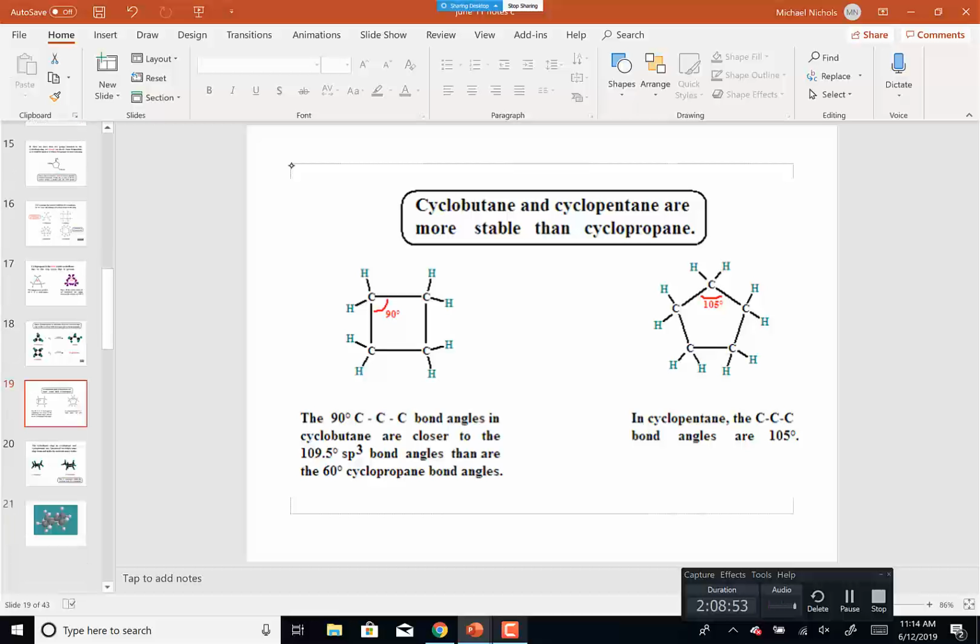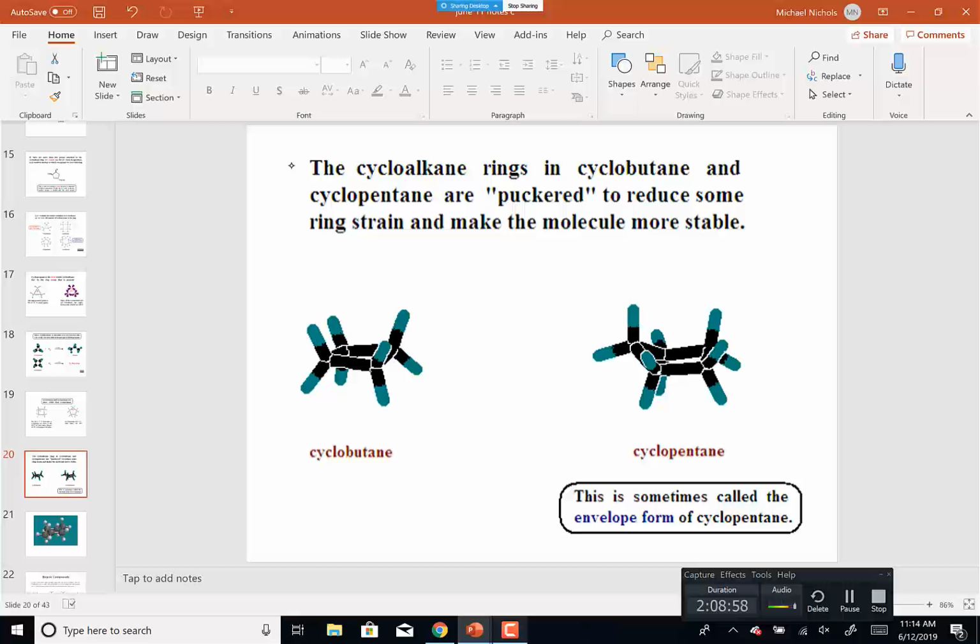The only issue there is that for those cyclobutanes and cyclopentanes, they don't like to be planar, and we're going to see more of why tomorrow. They don't like to be planar because these two hydrogens, remember, are big balloons of electron density. If they're right on top of each other, that's bad because they're repelling. So the ring puckers so that the hydrogens get away from each other as much as they can.